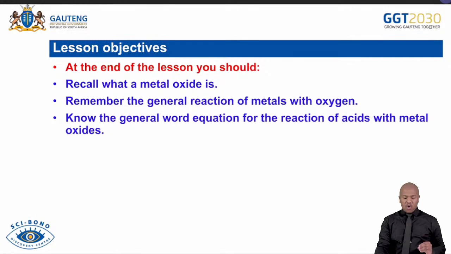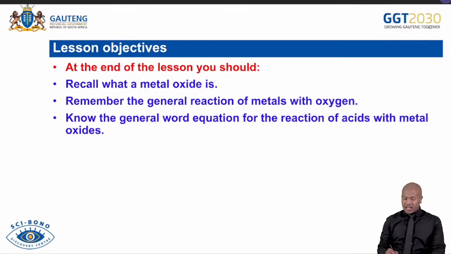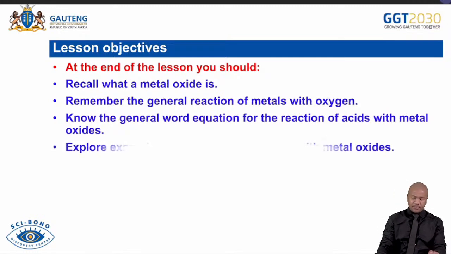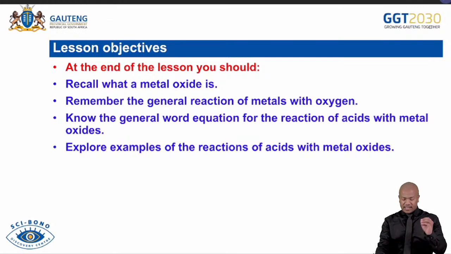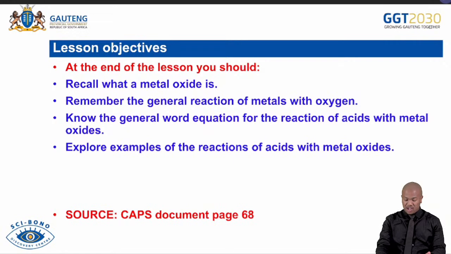We should also know the general word equation for the reaction of acids with metal oxides. That is one of our objectives as well. Lastly, we should explore examples of the reactions of acids with metal oxides. So we're going to look at examples of the reactions of acids with metal oxides. And all this information is found under the CAPS document, page 68.